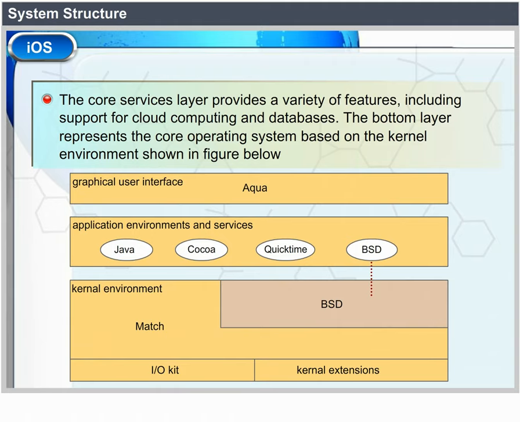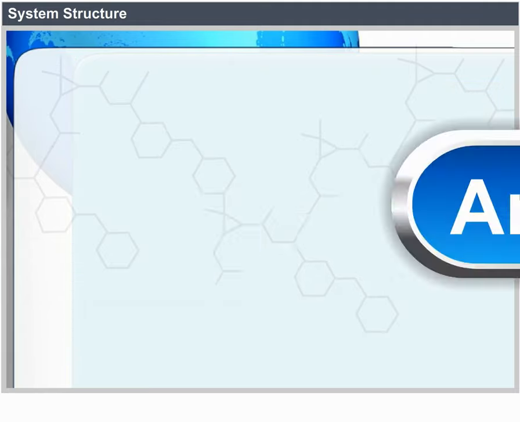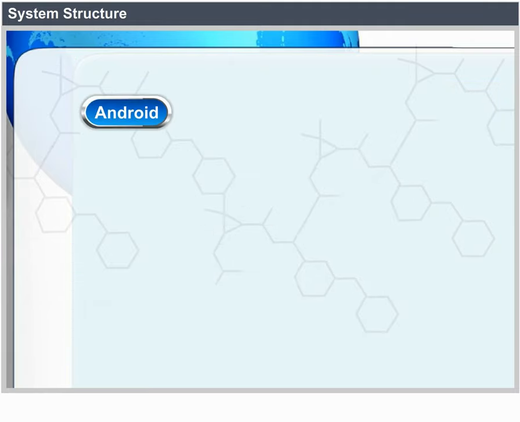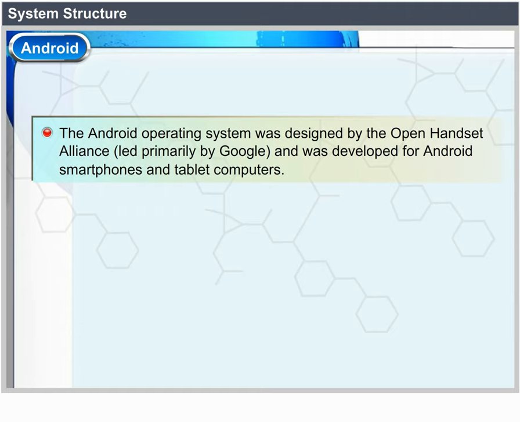Android. The Android operating system was designed by the Open Handset Alliance, led primarily by Google, and was developed for smartphones and tablet computers.